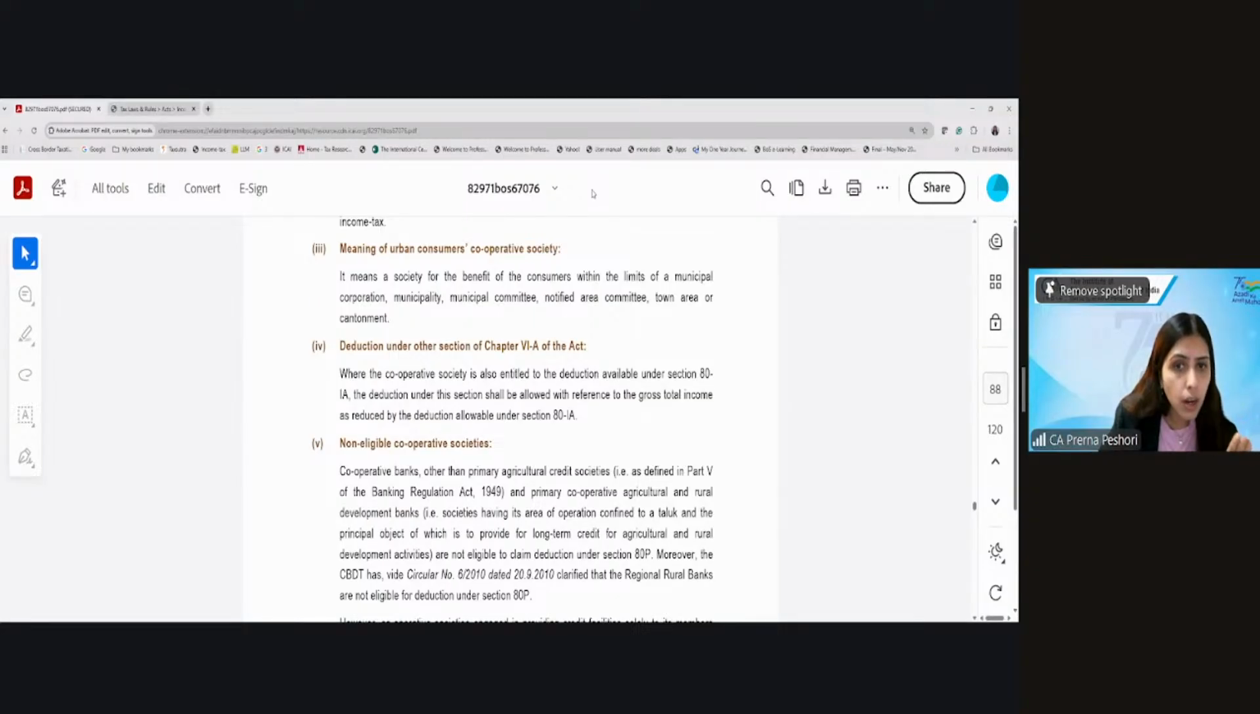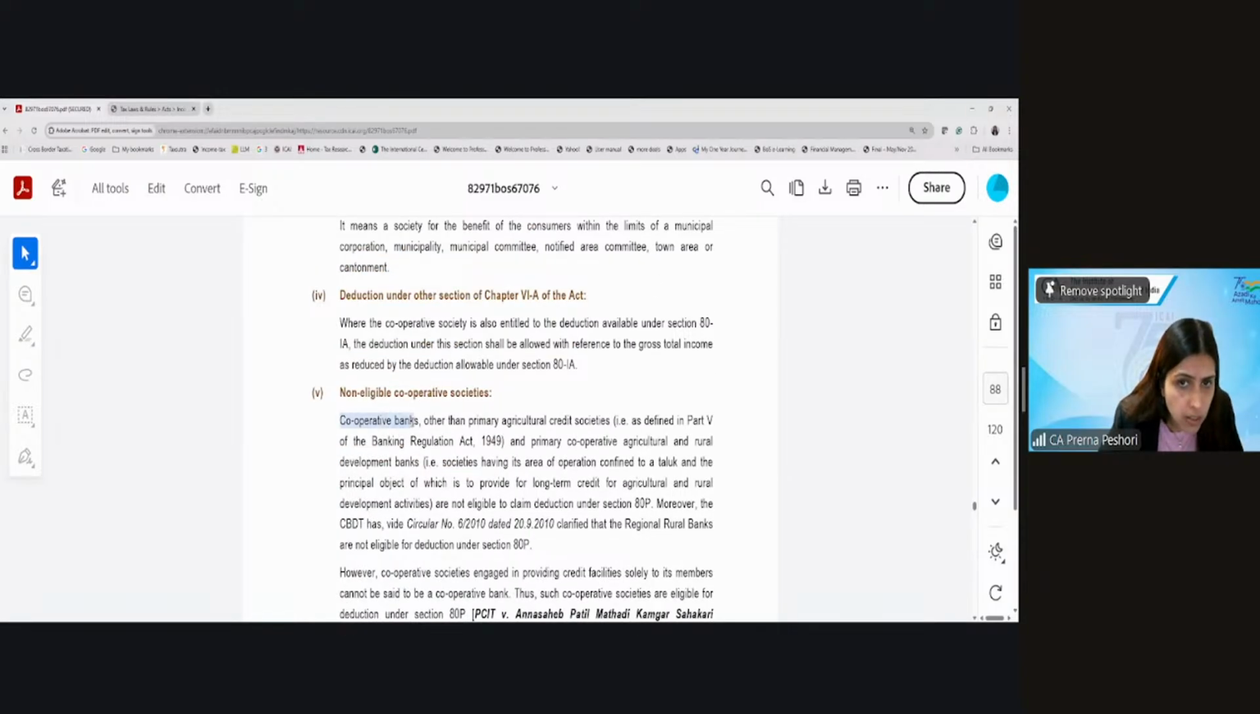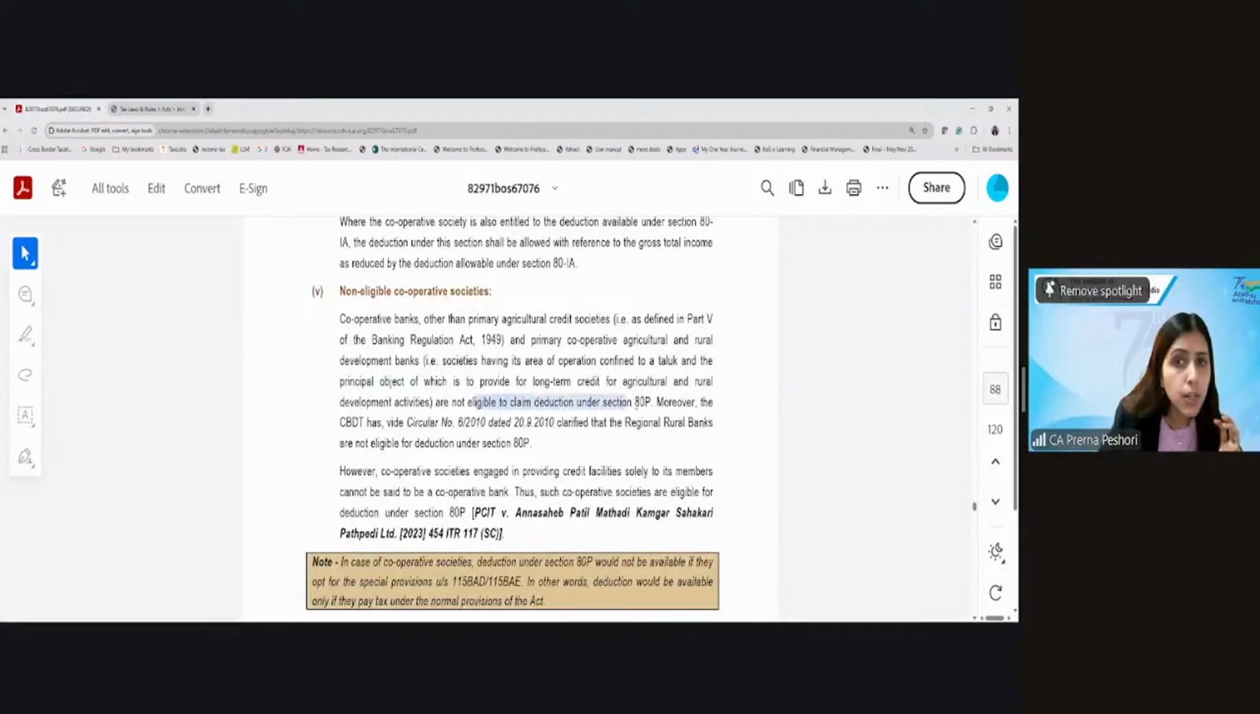Any questions? Any doubt? What are non-eligible cooperative societies? Cooperative banks, other than the primary agricultural credit society and primary cooperative agriculture and rural development bank, are not eligible to claim the deduction under 80P. However, if they exist only to provide credit facility and banking to its members, then they can claim the deduction under 80P. But if they exist as a cooperative bank which gives the credit facility to the public in general, they are not eligible for 80P.